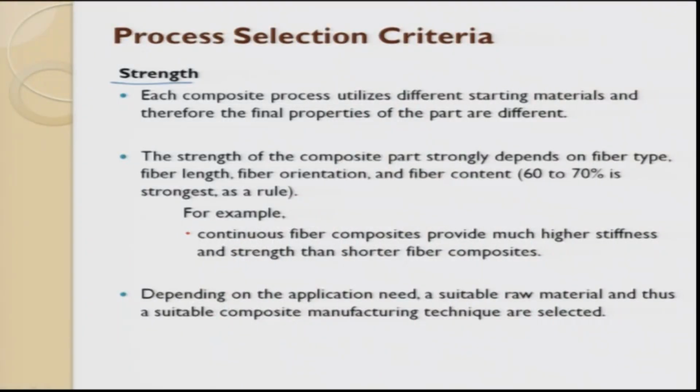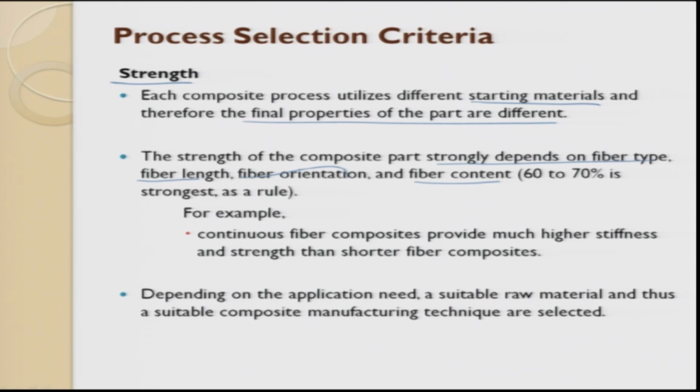So, the strength. Each composite process utilizes different starting material, and therefore the final properties of the part are different. The strength of the composite part strongly depends on the fiber type, fiber length, fiber orientation and fiber content. So, four things are very important: fiber type, which can be glass fiber, carbon fiber or Kevlar; fiber length; fiber orientation, such as 0, 45, 90; and then fiber content, which depends upon the volume fraction.